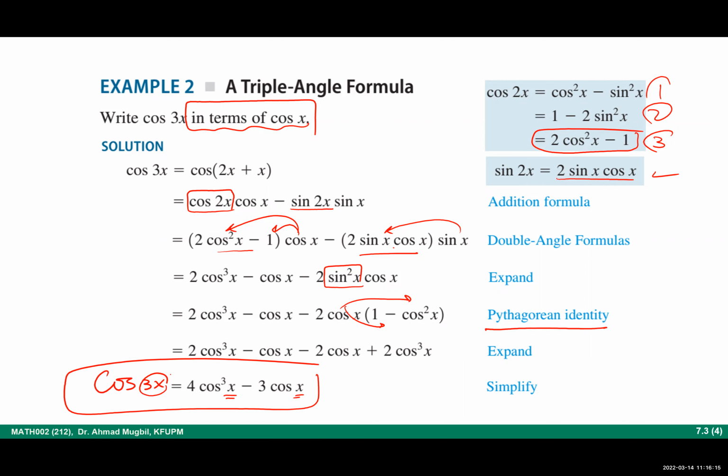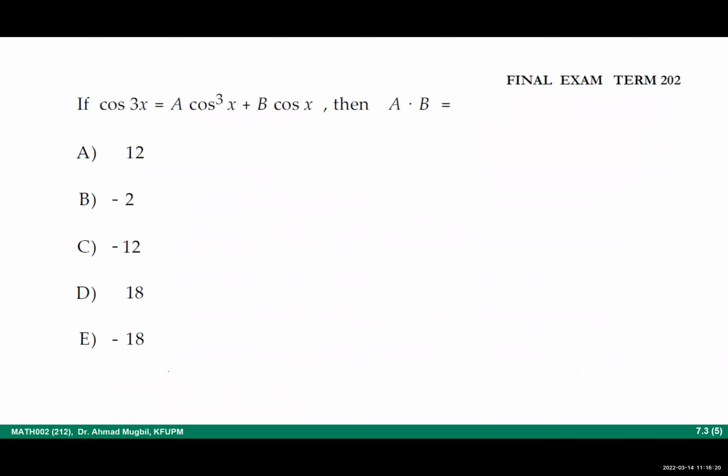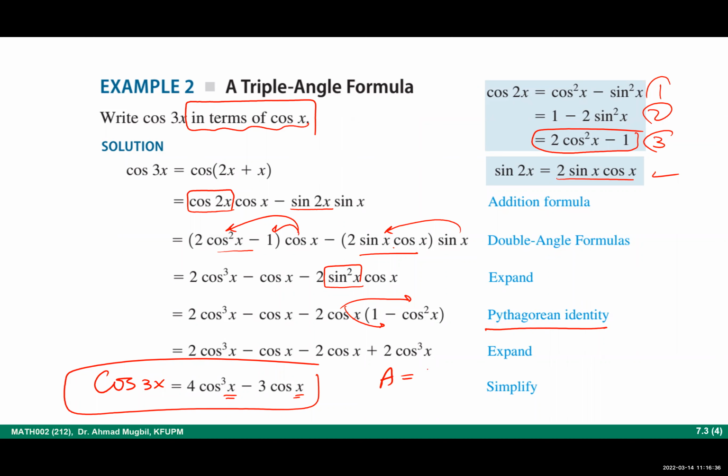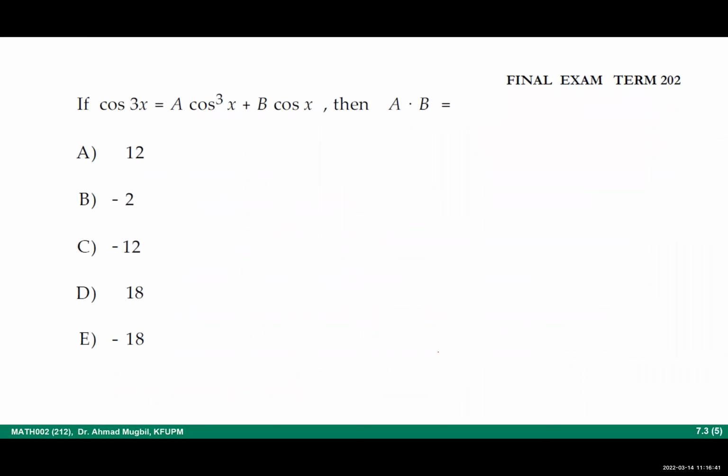What do you think? Is it possible to have a question like this in the exam? This was just 1 year ago. If cosine 3x is a cosine cubed x plus b cosine x, then what is a times b? What is a? What is b? From here, a is 4. b is negative 3. And what will be the product of them? Negative 12.